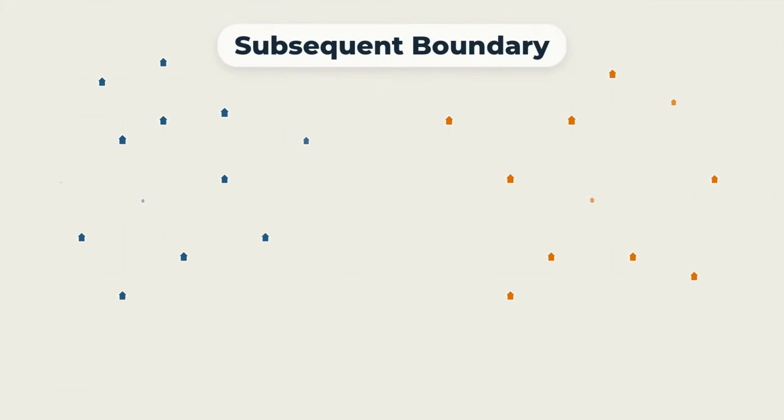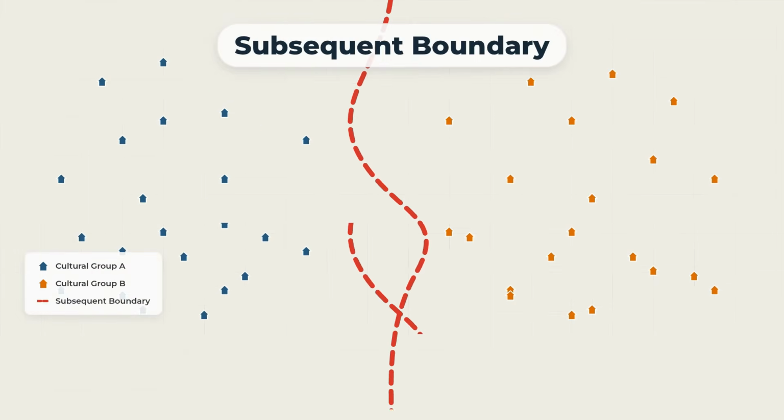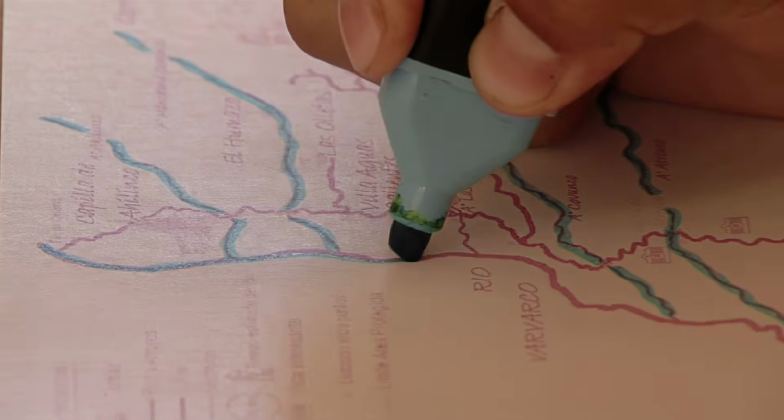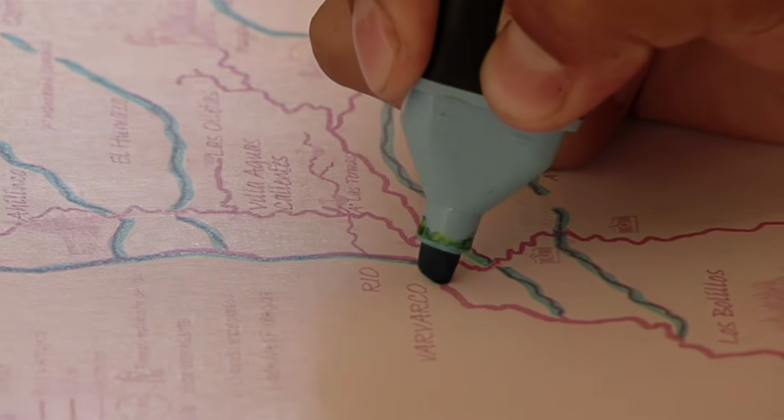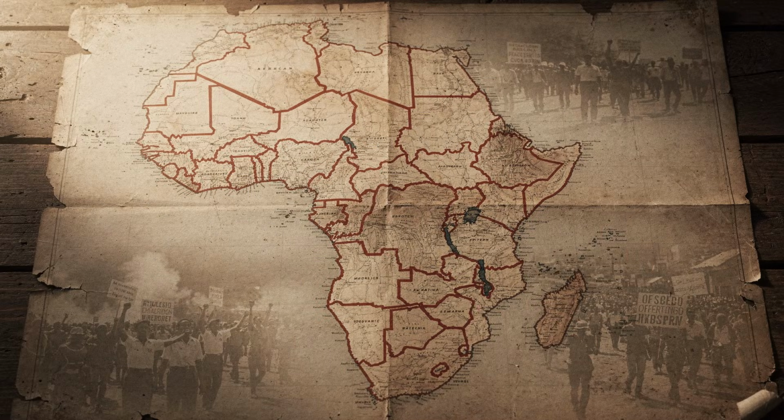You also need to know how boundaries are created. An antecedent boundary was made before many people settled the area. A subsequent boundary was created after settlement and often follows cultural divisions. A superimposed boundary was forced onto an area by outside powers. Many colonial borders in Africa are superimposed boundaries because they ignored ethnic groups. These sometimes cause future conflict.